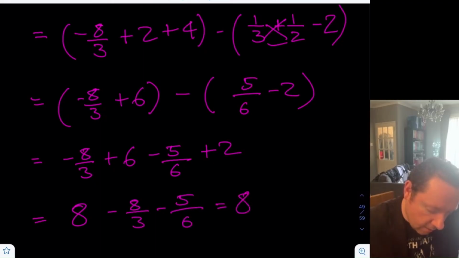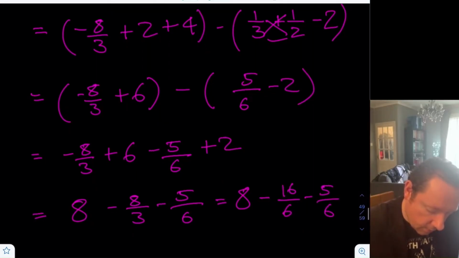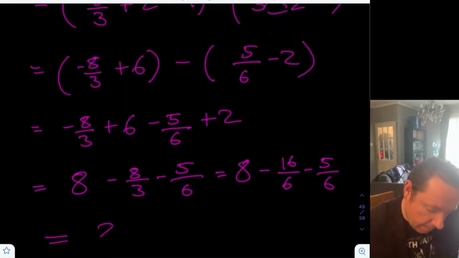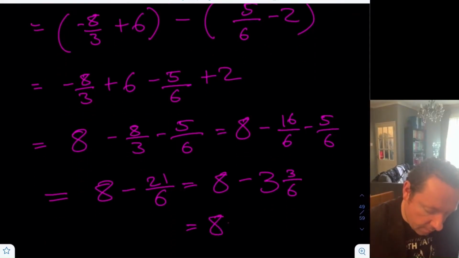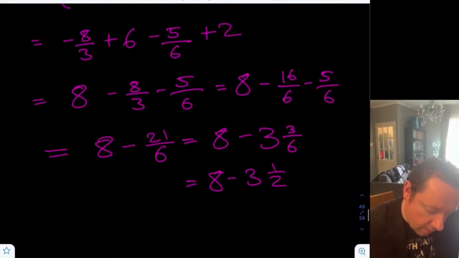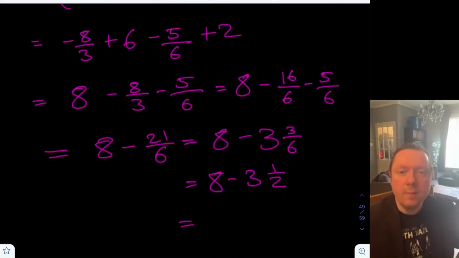That's 8. Doubling 8 is 16. So that's 16 over 6 minus 5 over 6. So that gives me 8. 16 minus 5 is -21 over 6. Changing that to a mixed number, 8, 6 3's is 18. And 3/6. Simplifying, 8 minus 3.5. 8 minus 3 is 5. Minus another half is 4.5.